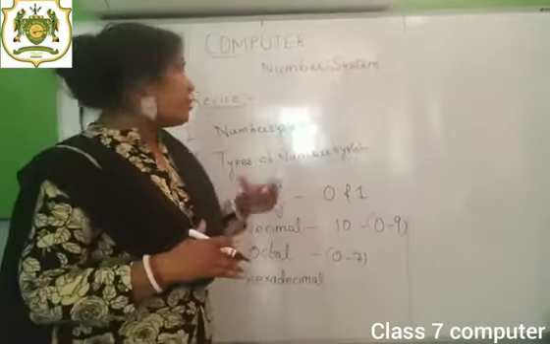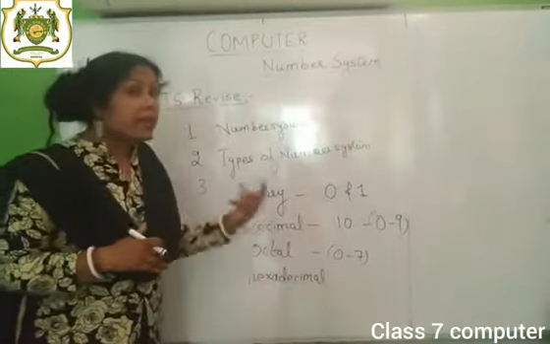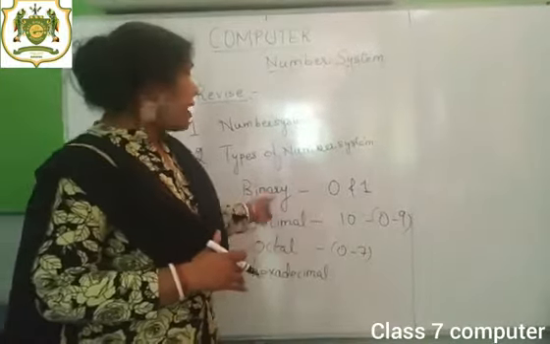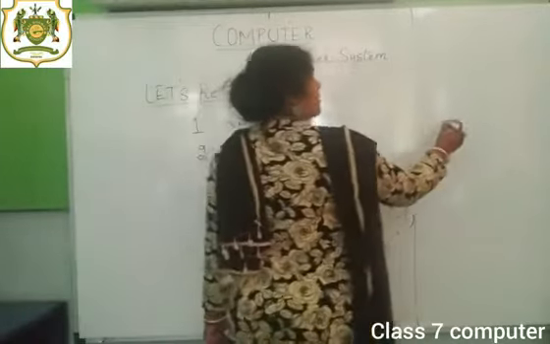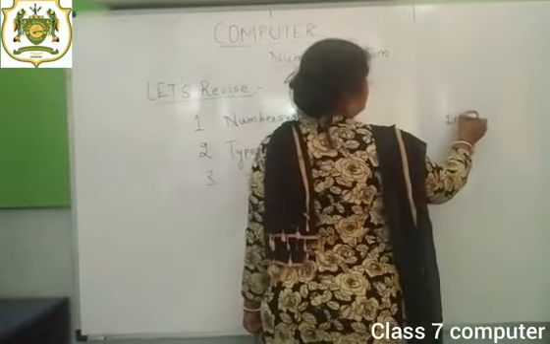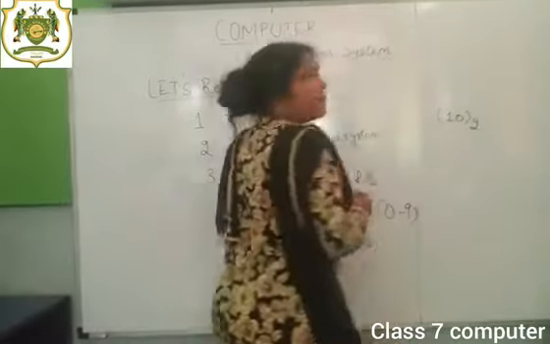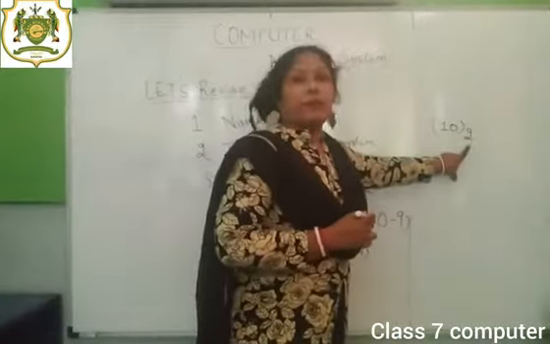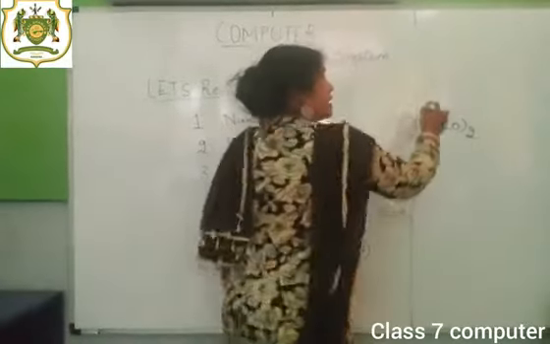So we have studied about all these number systems and how we can represent them. That also we have studied. Let's revise that also. Binary number system can be represented in this manner. Binary number system, as it contains 2 digits, so we are going to represent it like this. This one is binary.